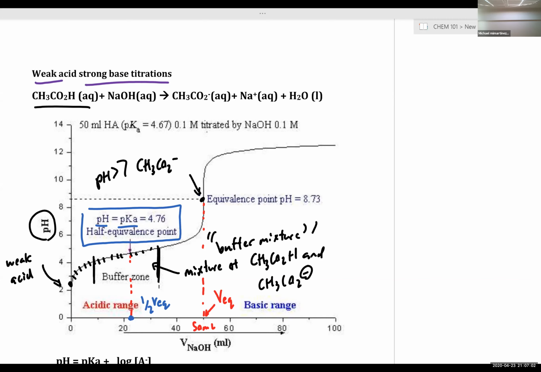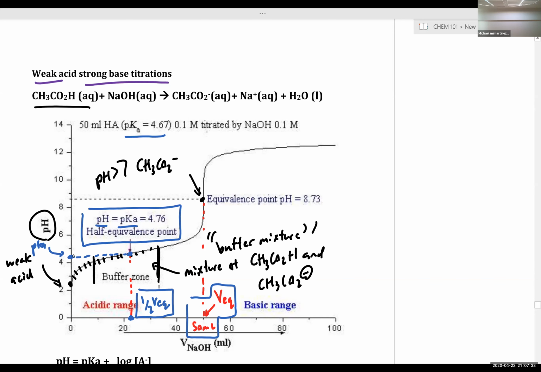So from the graph, once you find your equivalence point, which is the point of maximum inflection, you can trace and figure out the volume needed to reach the equivalence point, and you can also figure out the volume of the half equivalence point. And if you read the pH from the graph, this pH is equal to the pKa at the half equivalence point. So you can determine the pKa of your acid, which we know is 4.67.